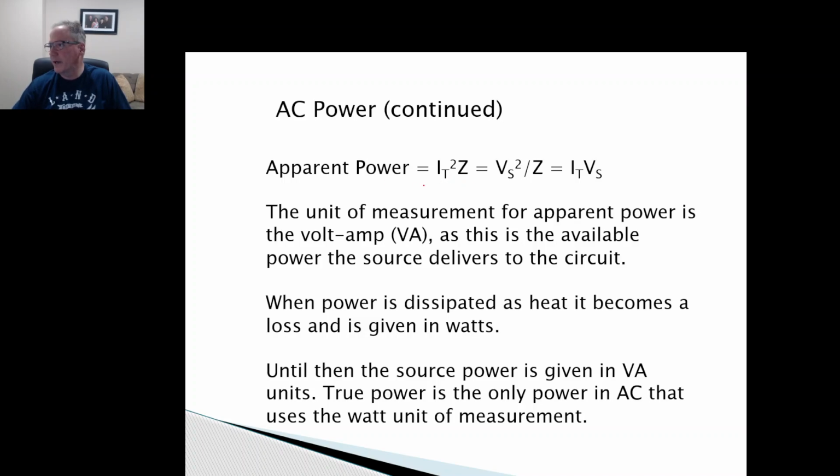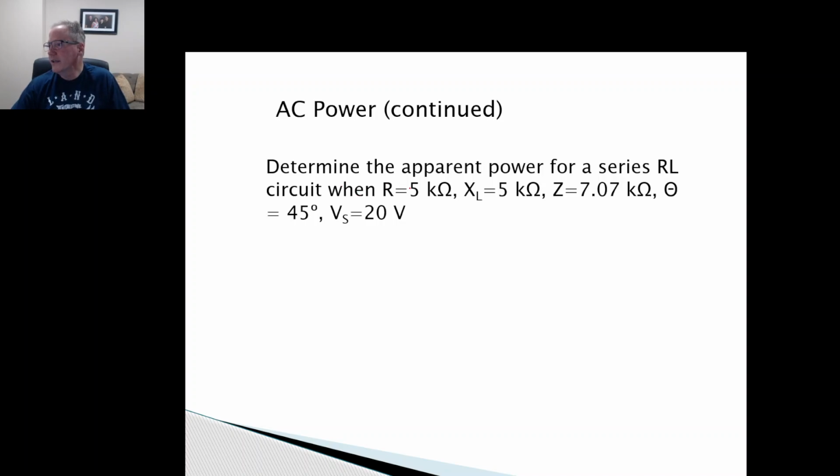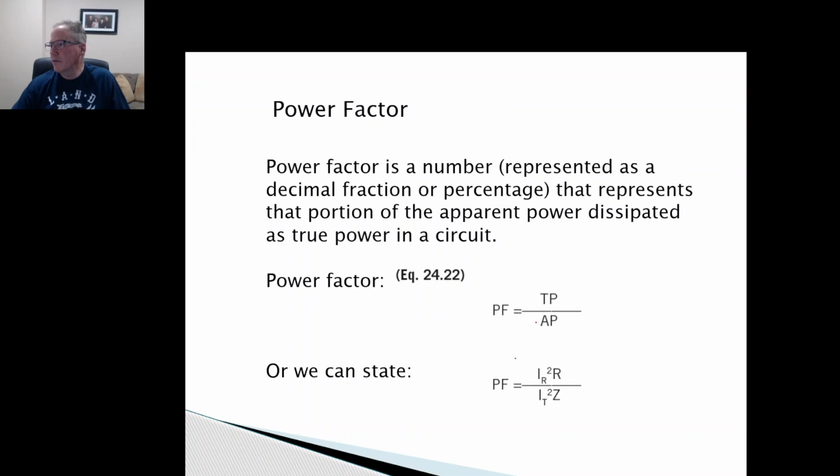So remember, the apparent power is the hypotenuse, and that is where the impedance is. So to calculate that, now we're going to take apparent power equals the total current times the source voltage, which would be 2.82 times 20 volts, which gets us 56.4 millivolt-amps.